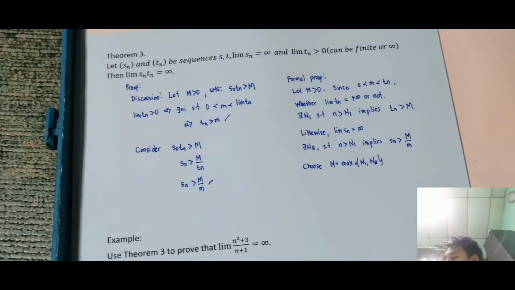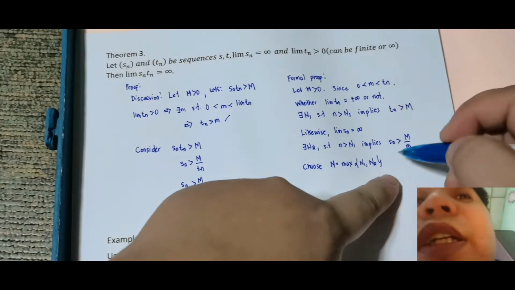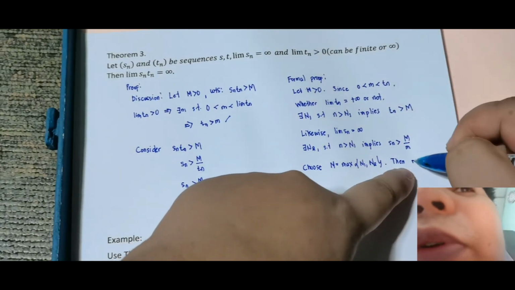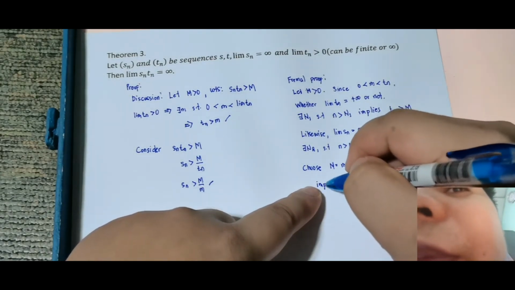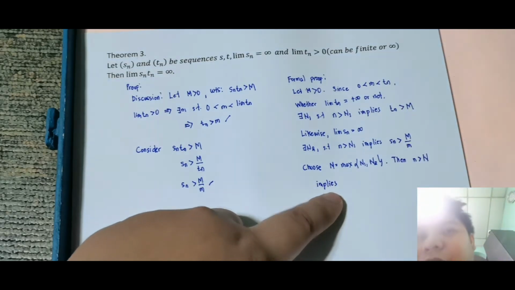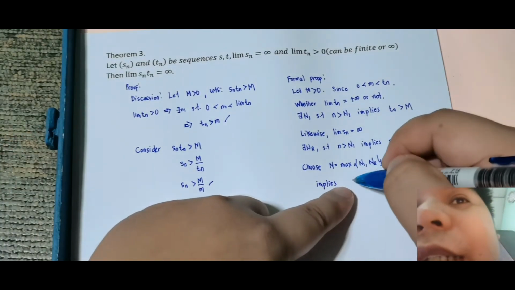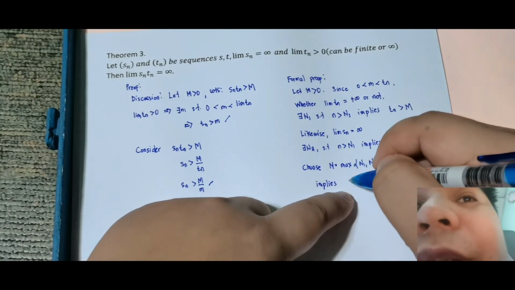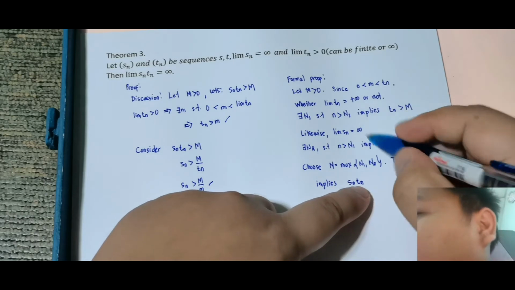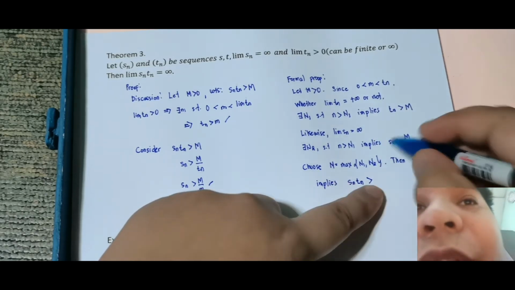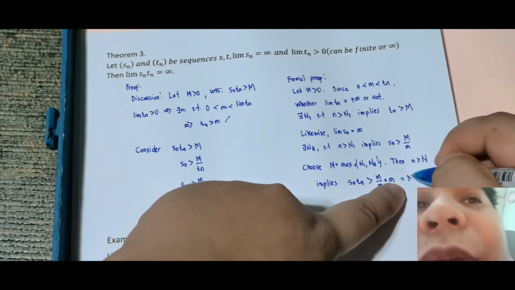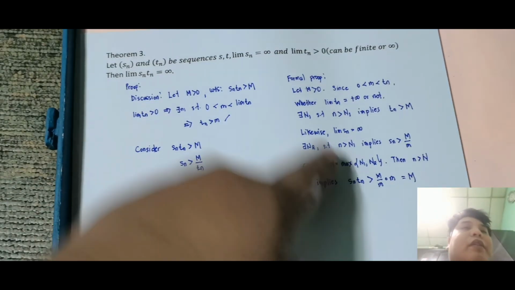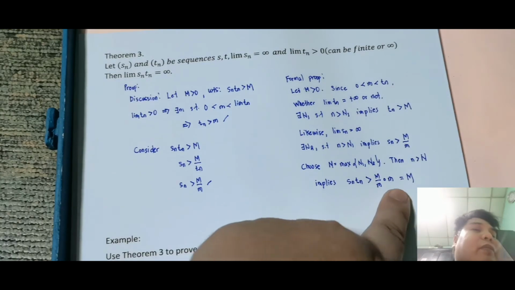Okay, so after mo ma-choose yan between maximum ng N1 and N2, anong pwede natin gamitin? Then, yung definition for n greater than capital N, kasi ito na yung mismong definition, implies, ano yung value nun? S sub n times T sub n, no? So we have implies that S sub n T sub n is greater than, ano yung S sub n? S sub n is M over m multiplied by M, which is equal sa M. So clearly, yung limit ng S sub n T sub n is greater than M. Kasi yun naman yung definition eh.